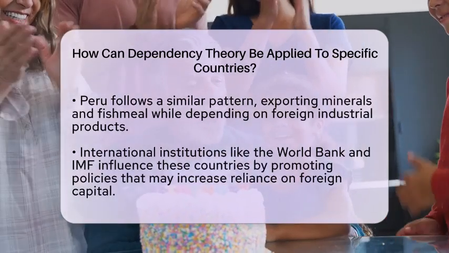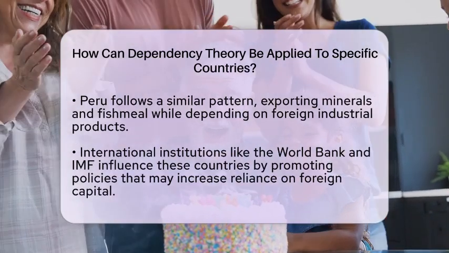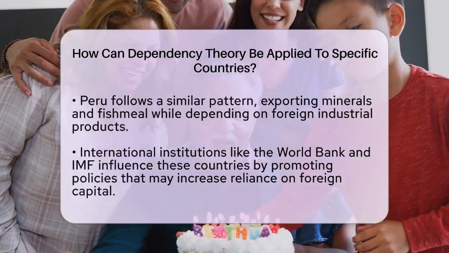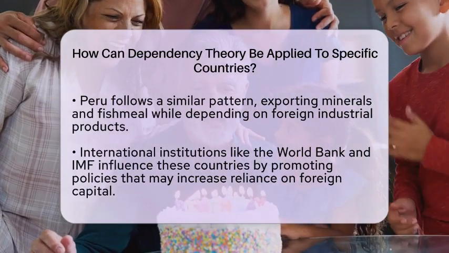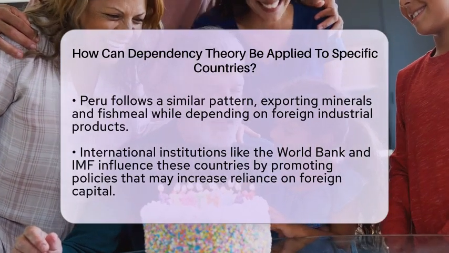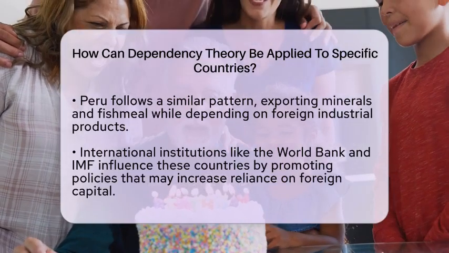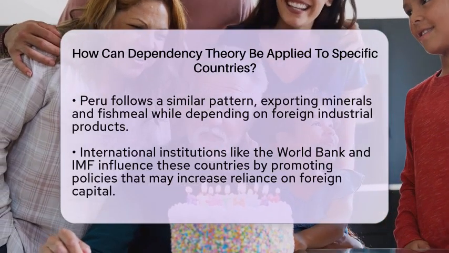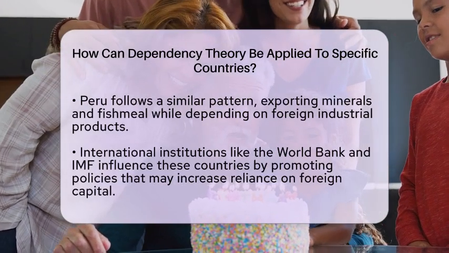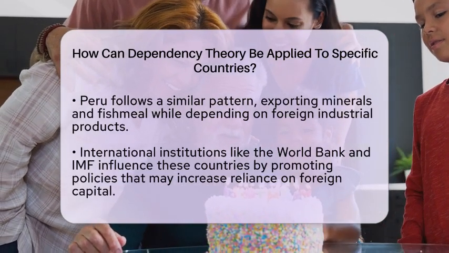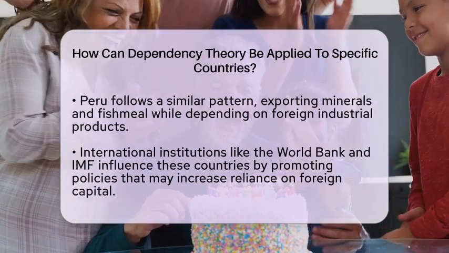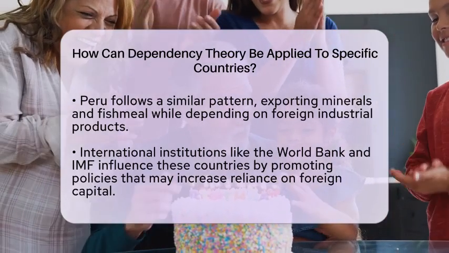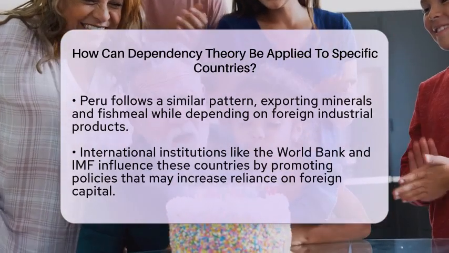International institutions like the World Bank and the International Monetary Fund also play a role in this dynamic. These organizations often require countries to adopt policies that reduce government spending and open markets to foreign competition. While these policies aim to stimulate growth, dependency theorists argue that they can increase reliance on foreign capital and technology.